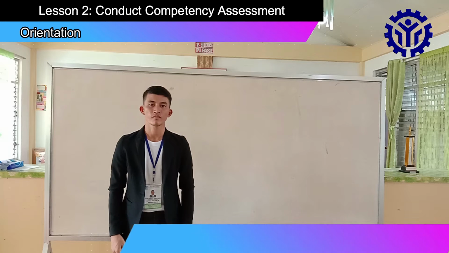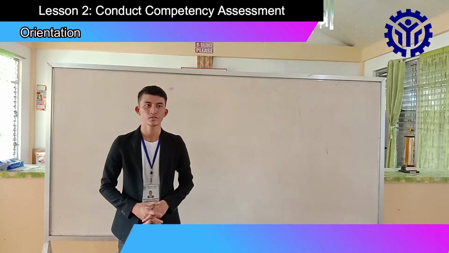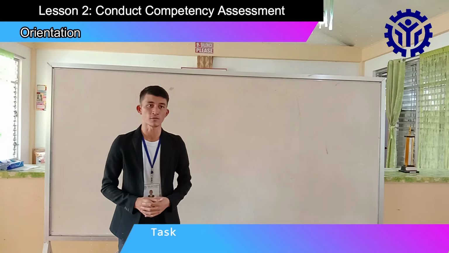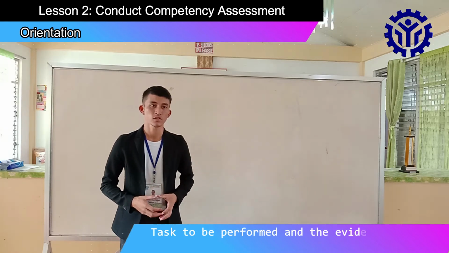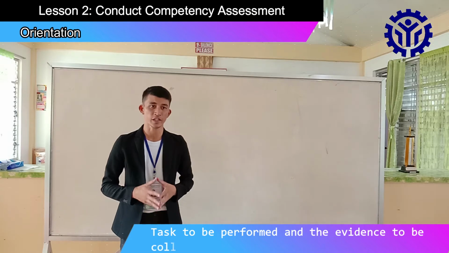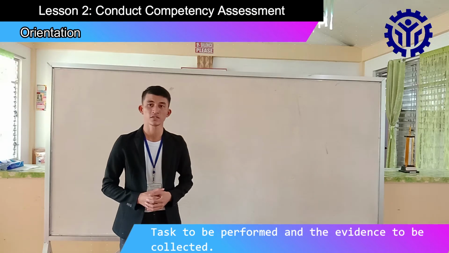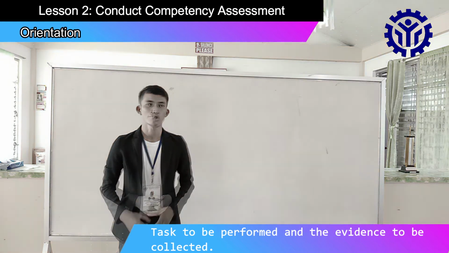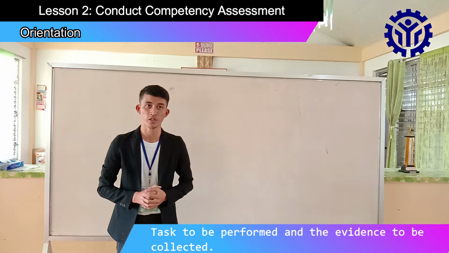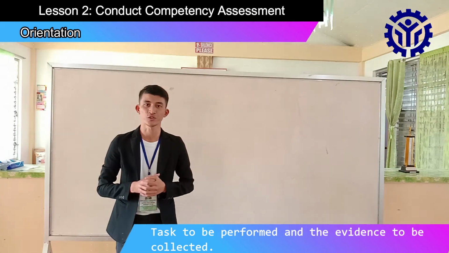Tasks to be performed and the evidence to be collected. The different tasks to be performed for our EIM in situ assessment are the following. Interpret electrical wiring diagrams and mechanical drawing. Identify use of materials, tools, and equipment. Perform procedures for installation of electrical protective devices and determine materials specification. We will collect evidence through demonstration, oral questioning, and written test.